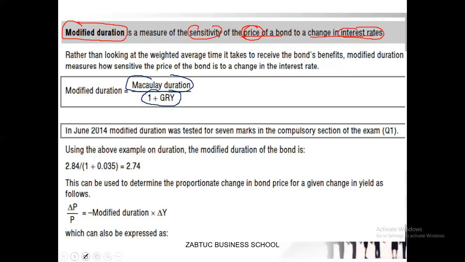Going by the question that we have already done ourselves, we can go further and calculate the modified duration. How do we do that? You take our Macaulay duration, which is 2.84, which we have already calculated, divided by 1 plus 3.5%. What answer do we come up with? Do we agree with that?